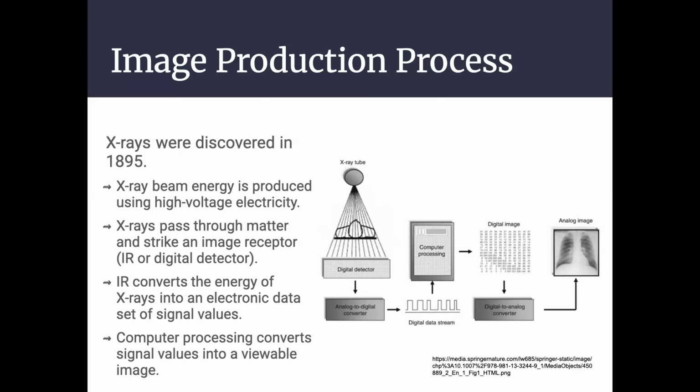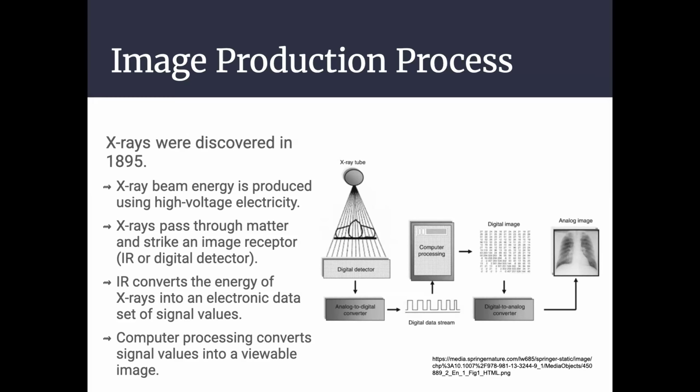So the process for creating an image is happening in the drawings that you see on the right. You don't need to know the drawings for a test, okay? It's just there so that you can follow along. First, an X-ray beam energy is produced using high voltage electricity. That was the process we just discussed. In here, you see an X-ray tube with some lines coming out of it that represent the X-ray beam going through the patient and then striking a digital detector.